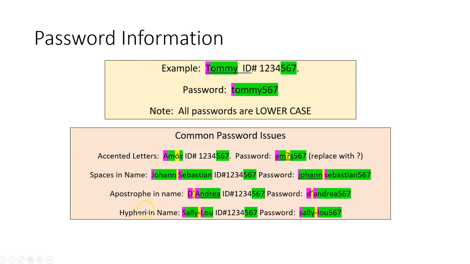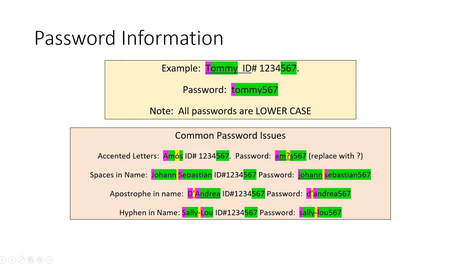And finally, let's say your first name has a hyphen in it. If that is the case, you would just keep the hyphen as you type in the password. So let's say your name was Sally-Lou, and your ID number is 1234567. Your password would be sally, lowercase s-a-l-l-y, hyphen, lowercase l-o-u, 567. So those are the most common issues that can occur in your password.